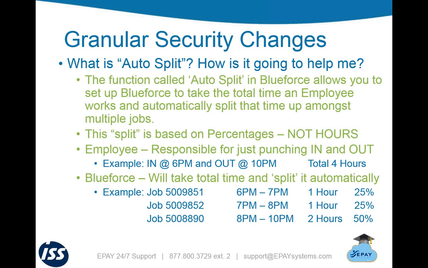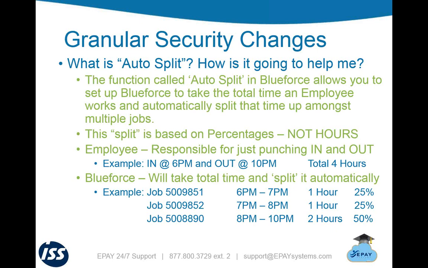So on the employee record, we've gone in, we've set up this Autosplit functionality, and we tell the system job A, do 25% of the employee's time there. Job B, do 25% of the job time there as well. And then wrap it up on the third job, job C, put 50% of the time. Based on the total time, in this case a simple 4 hours, it's going to break it out into those increments: 1 hour job A, 1 hour job B, 2 hours job C. And this automatically does it based on percentages.